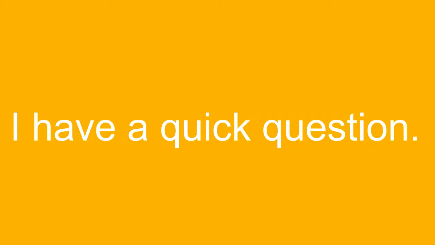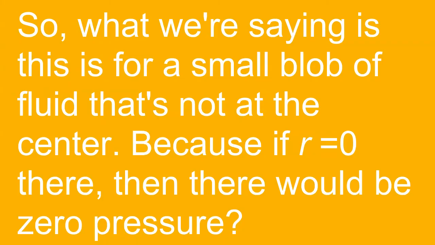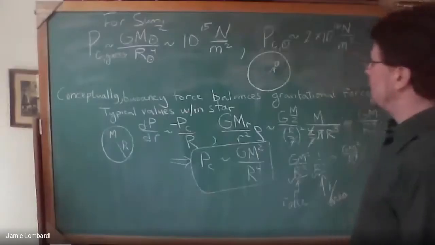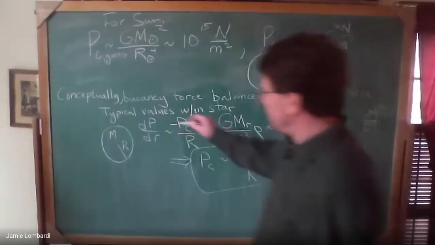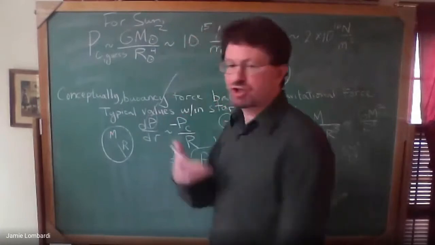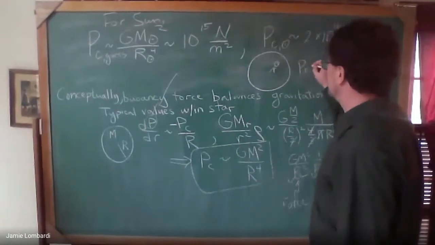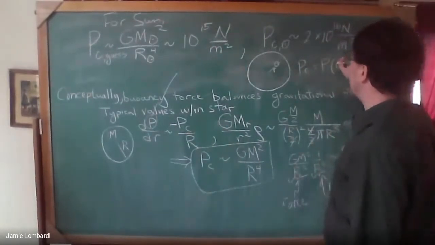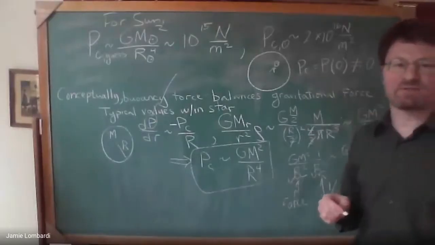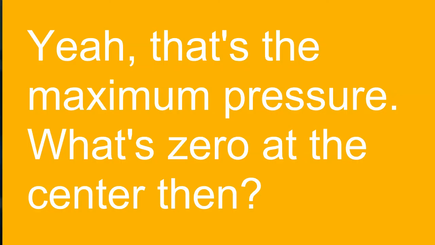Other questions and comments or follow-ups? I have a quick question. Yeah, go ahead. So what we're saying is this is for a small blob of fluid that's not at the center, because if r equals 0, then there would be 0 pressure? No, it is true that when we write P, we are talking about a pressure anywhere. What I mean by P sub C is the pressure at r equal to 0. And the pressure at the center is very much non-zero. Yeah, that's the maximum pressure. What's 0 at the center then?